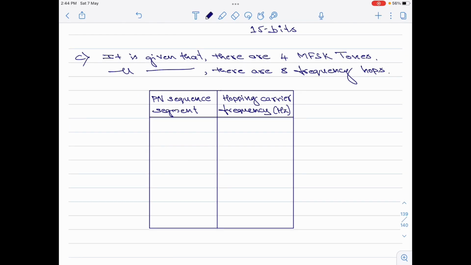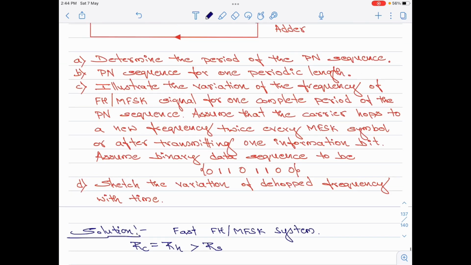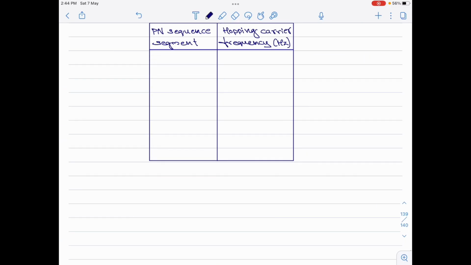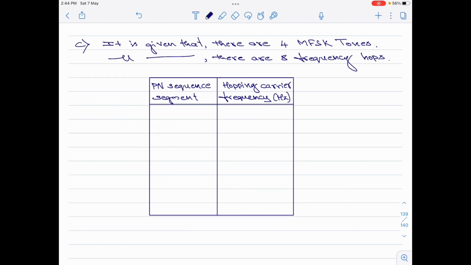Right, this is the table I will be using. The first column says PN sequence segment. The second column is for the hopping carrier frequency in hertz. If you come back and look at the numerical, particularly parameter 3 of the FH-MFSK, you will note that the length of the PN sequence per hop, which is small k, is given as 3. So, in the first column of this table, I have to write the PN sequence segment as a combination of 3 bits. The only possible answers would be starting from 000 and continuing till 111, which I will do here.